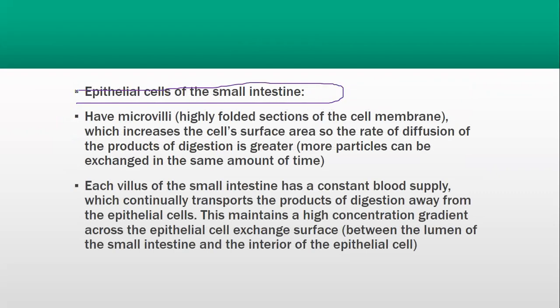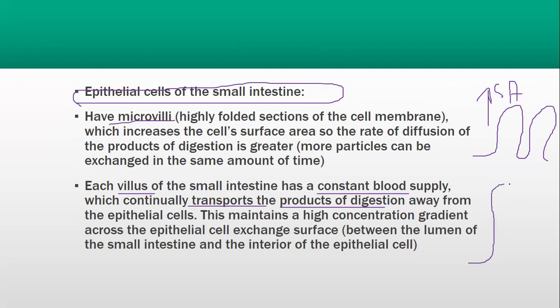Talking about epithelial cells, they have these microvilli. Again, these microvilli are the folded sections which increase the surface area, and hence the rate of diffusion is also increased, and the products of digestion are greatly absorbed in a short amount of time at a faster rate of diffusion. Now, each villus of the small intestine has a constant blood supply, which continually transports the products of digestion away from the epithelial cells.